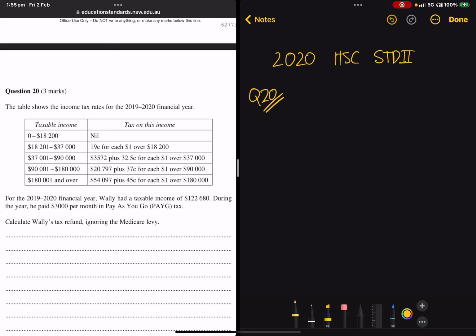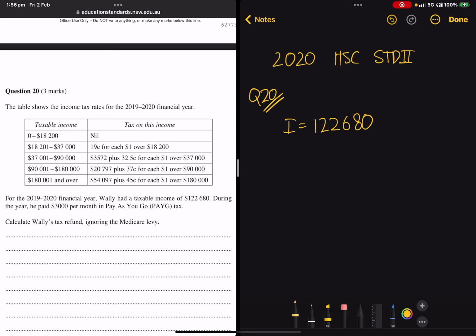So this is a 2019-2020 tax table. These tables change every year, so in your exams, if you're asked to use these, you will be given one. We're told Wally had a taxable income of $122,680. Very high income, incidentally, for the 2019-2020 year. This is the top 5% of income earners or something like this. During the year, he paid $3,000 per month, pay-as-you-go tax. Calculate his refund, ignore the Medicare levy. Okay, so we have no Medicare levy in this question.